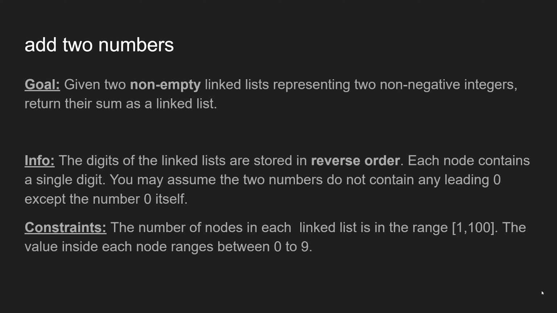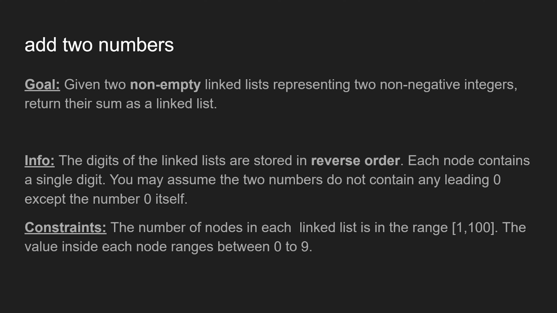So the goal is simple. It's given two non-empty linked lists representing two non-negative, so including 0, integers. Return their sum as a linked list. So given two non-empty linked lists representing two non-negative integers, return their sum as a linked list. So the problem is basically addition, but with linked lists as inputs.